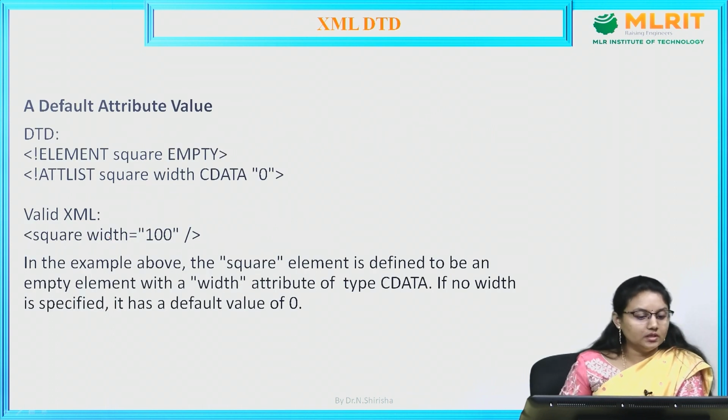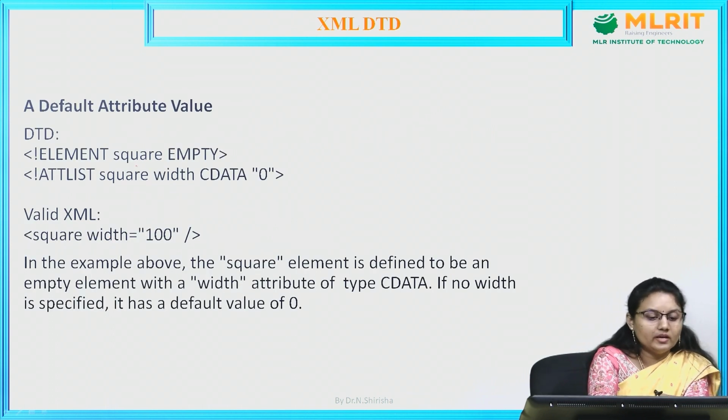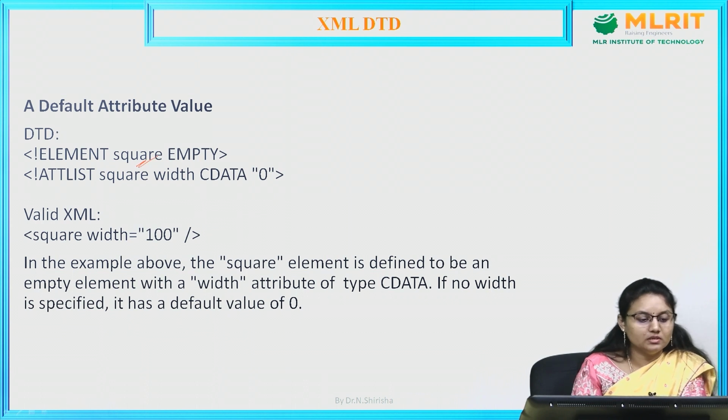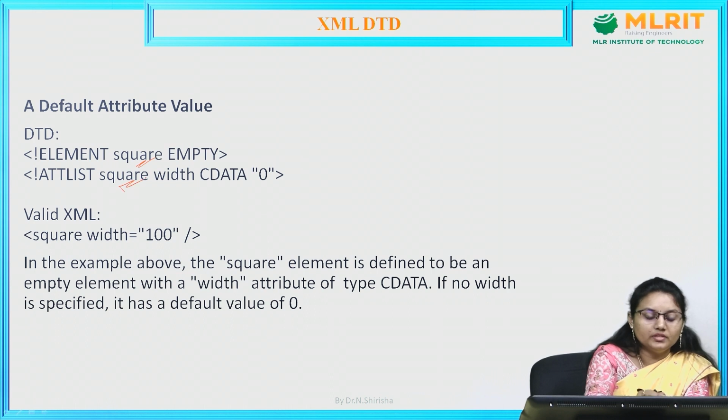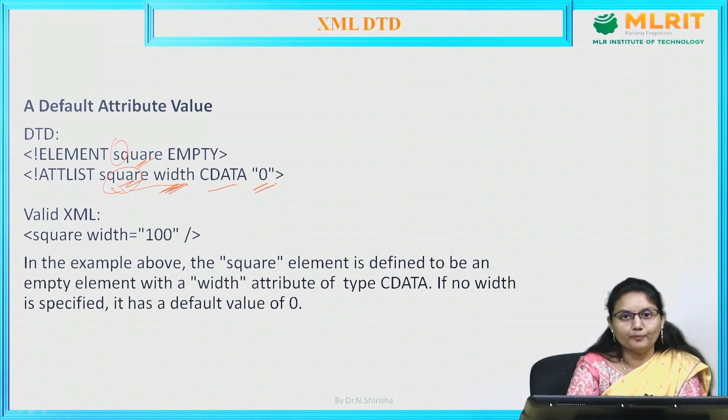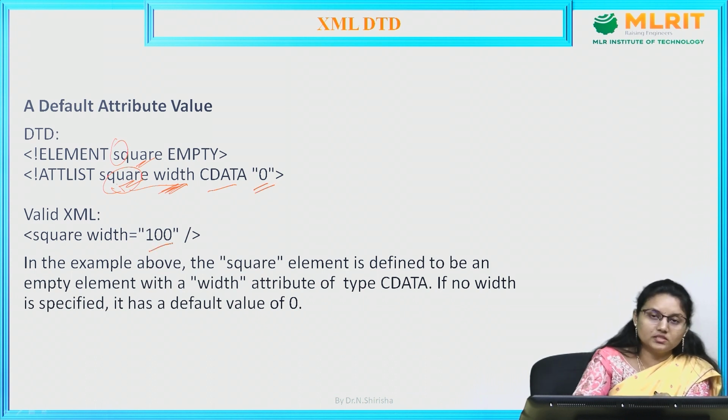So here is an element square. Square is an empty tag, and ATTLIST square, I am defining the width of it. Square is a node element. For this element I am going to define the attribute. Width is an attribute, CDATA. What type of parsing do I want? CDATA. What value am I giving for width? 0. Or square width equals 100.